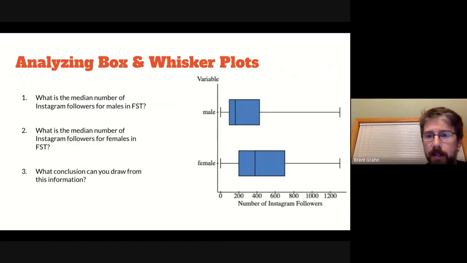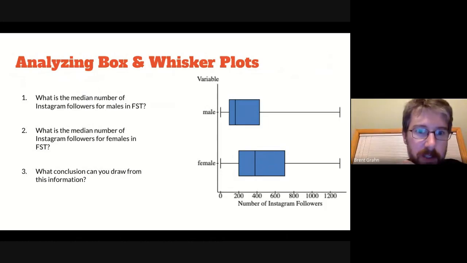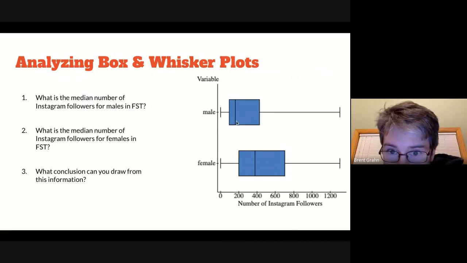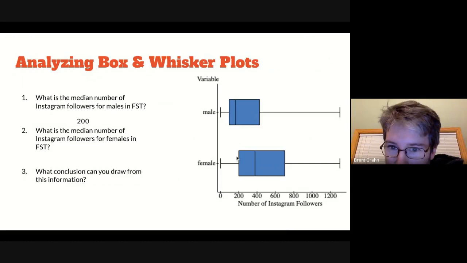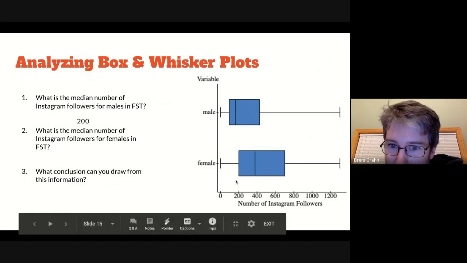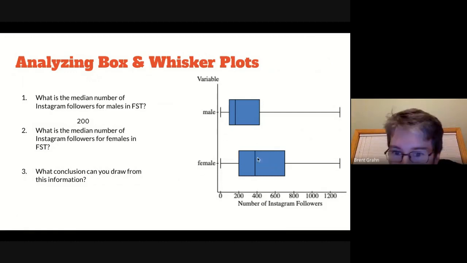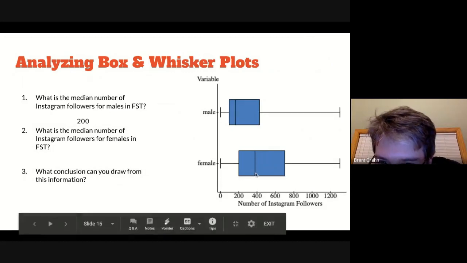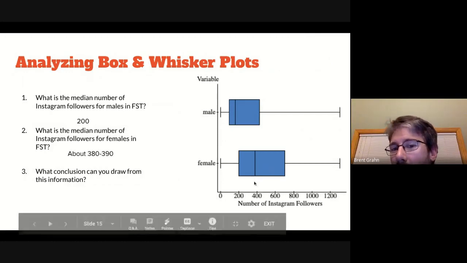So now looking at number of Instagram followers between male and female. Let's see. So the median number of Instagram followers for men, the median is right here. I think I said that was about 200. It's probably actually a little less than 200, right? Because if I go straight down from here, it's landing a little to the left of 200. The median number of Instagram followers for females, however, this one's a little easier to read because it's closer to the bottom, actually the horizontal axis. So if I go straight down, it's a little to the left of 400. So I guess 380 to 390, somewhere in that range, was the median.